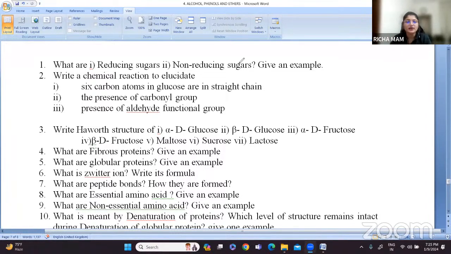Then please remember, don't get confused between what is fibrous protein and what is globular protein. Globular proteins are having spherical structure, and fibrous proteins are having thread-like structure. Fine.